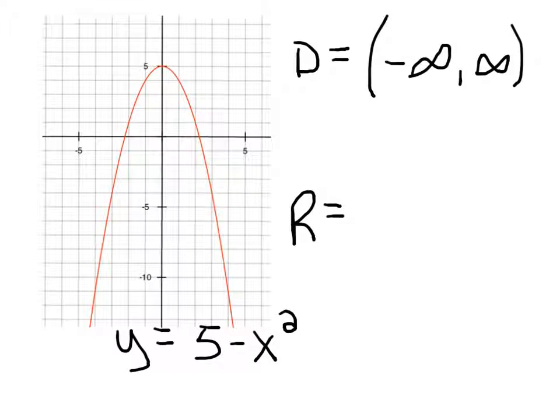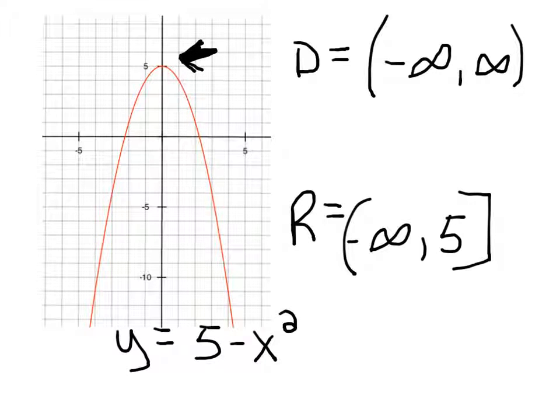The range, however, never gets bigger than 5. Range is like bottom to top. So the bottom values are negative infinity, but it's never going to get bigger than 5. It is, however, going to be equal to 5, so I'm going to put a bracket here showing that it can equal 5.